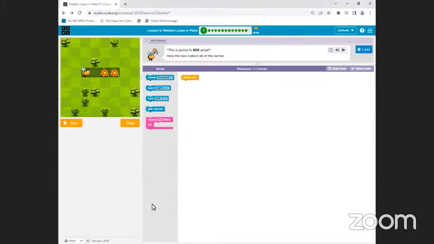And today we're going to do lesson 5, nested loops in maze. This is going to be great. Help the bee collect all of the nectar. So we just need to move forward and be there. Move forward again. We then get the nectar. Move forward and get the nectar.